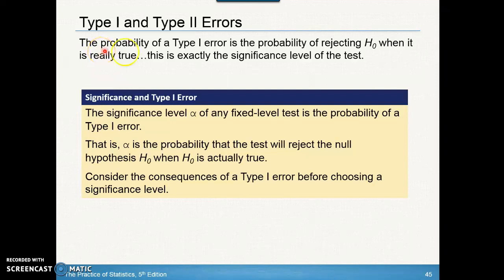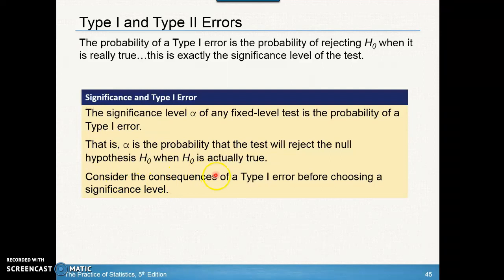Okay, so now the probability of a type 1 error is the probability of rejecting the null when it's really true. This is exactly the same as the significance level of a test. So the significance level and the type 1 error are related because they're pretty much exactly the same thing. Alpha is the probability that the test will reject the null, and it's also the same as the type 1 error, which is rejecting the null when the null is actually true.